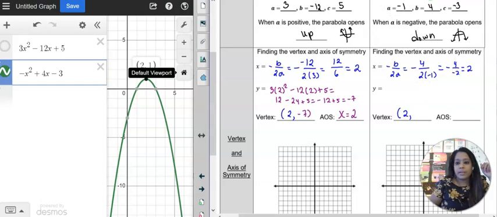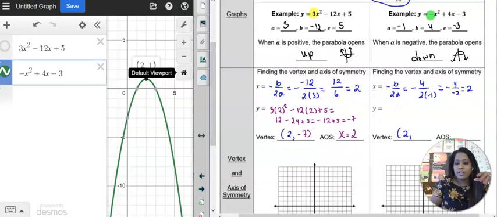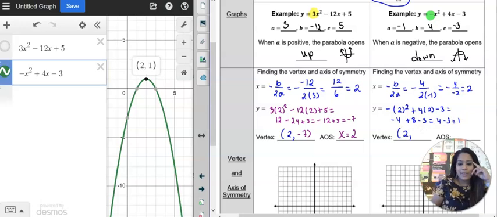All right, let's do the y-coordinate. Again, I'm just going to plug it into my original equation, which is right there. So y equals negative x squared, so negative 2 squared. The negative stays on the outside, plus 4 times 2 minus 3. Negative 2 squared is positive 4, and this negative comes down. 4 times 2 is 8, and then minus 3. So that will be negative 4 plus 8, that's positive 4 minus 3, which is equal to 1. So that's where that 1 came from over there.